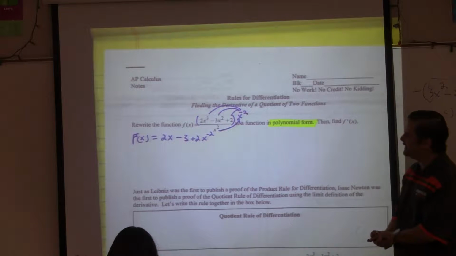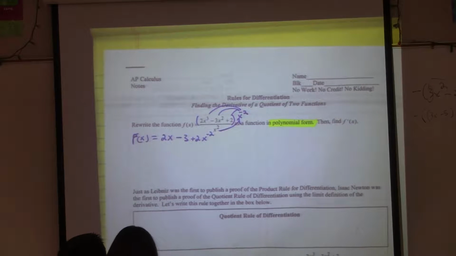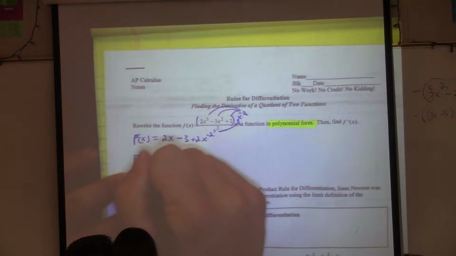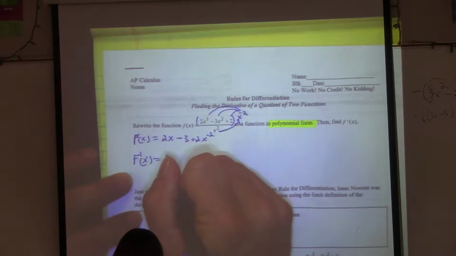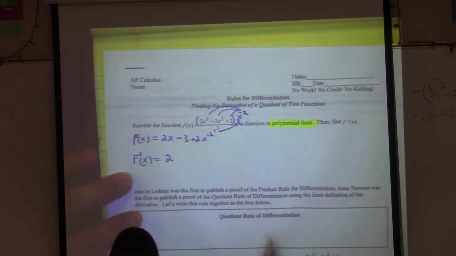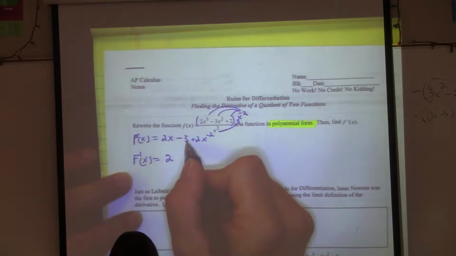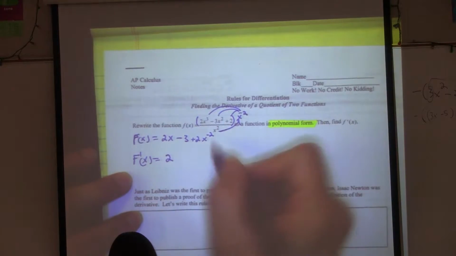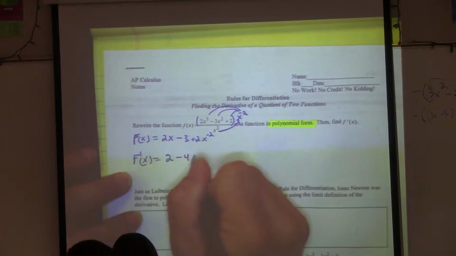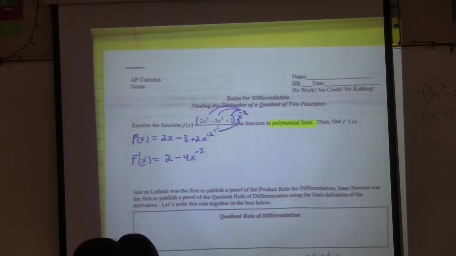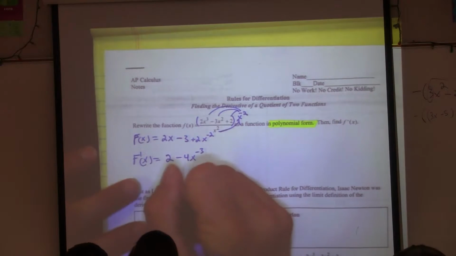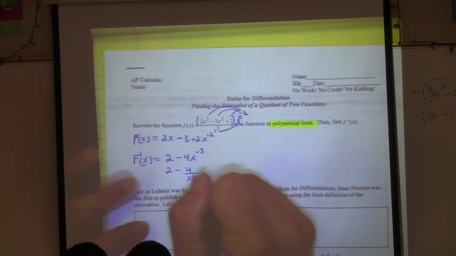Alright, so now it became something that's in polynomial form, which we can get the derivative of quite quickly using the power rule, right? So let's apply it and find the derivative. What's that going to be? 2. Derivative of 3? 0. Derivative of this? -4x to the -3. Okay, we don't like negative exponents, so send it down. So we get 2 minus 4 over x to the third.